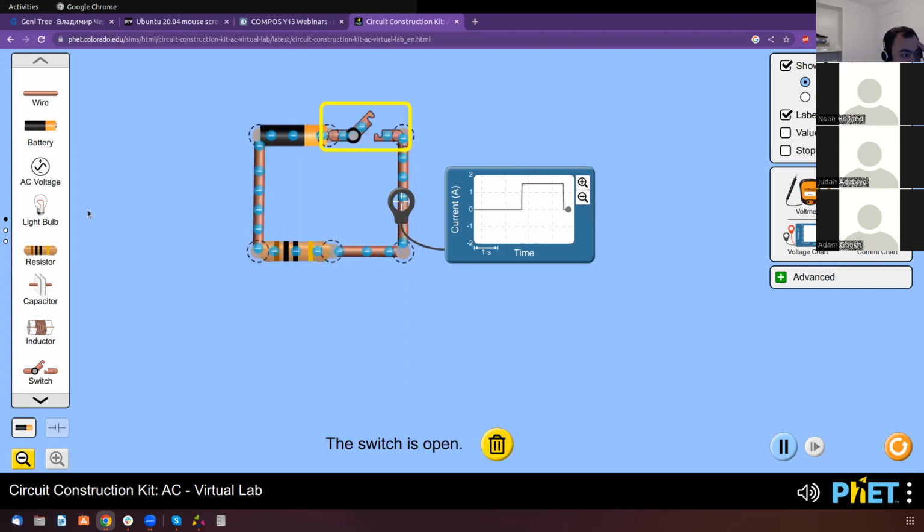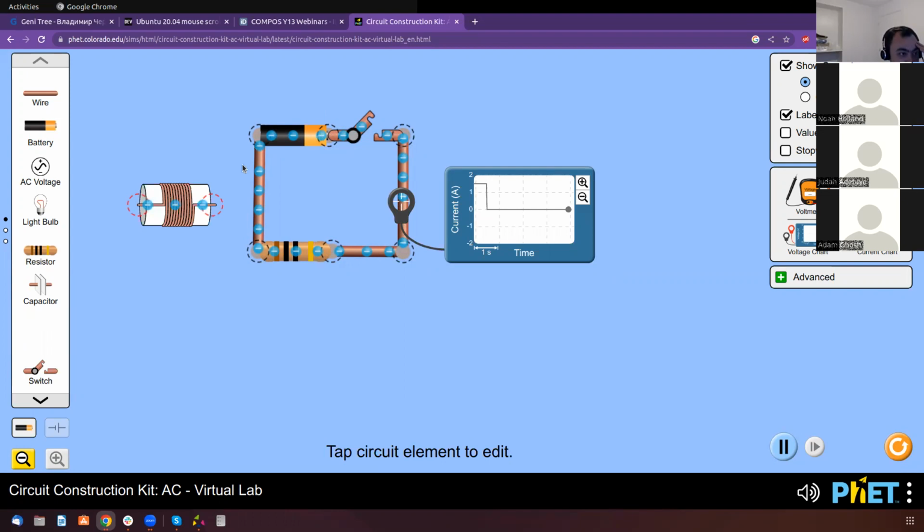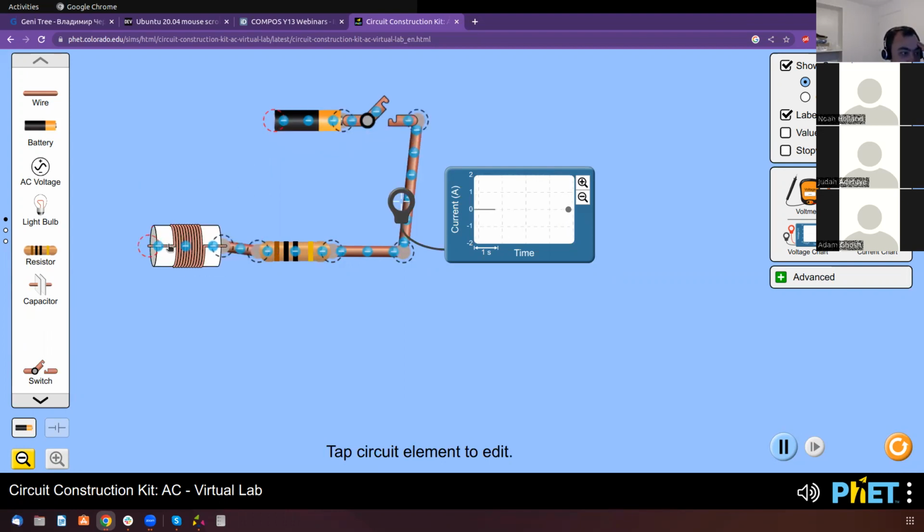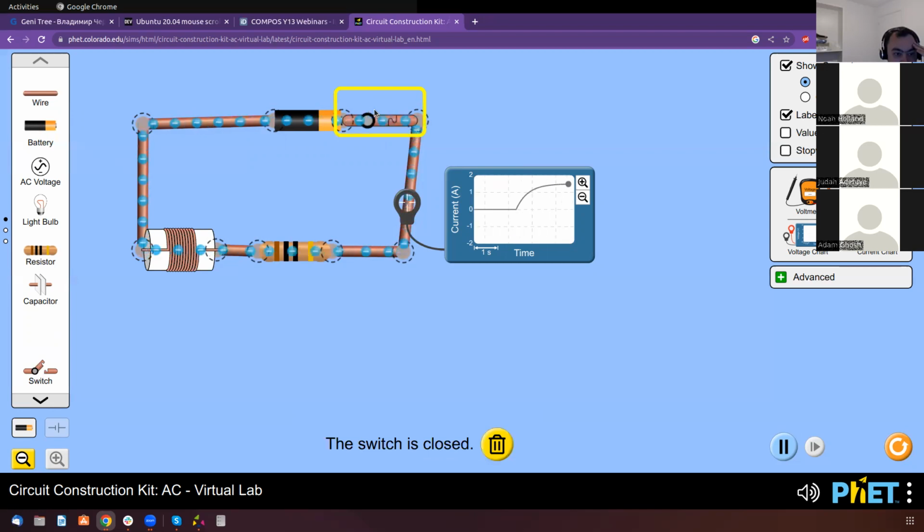Okay, so now let's introduce an inductor and see what it does. Introduce an inductor in the circuit. An inductor is simply a coil of wire. Now, inductors don't like change. So let's have a look. So the current is 0, and now we close the switch. What happened?